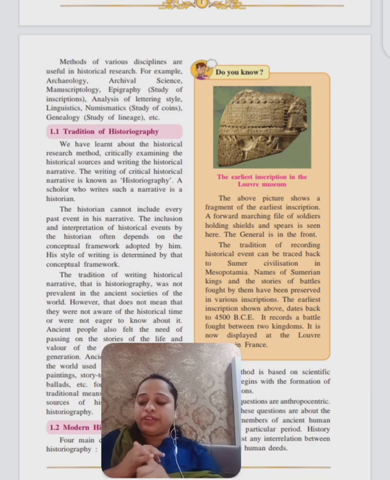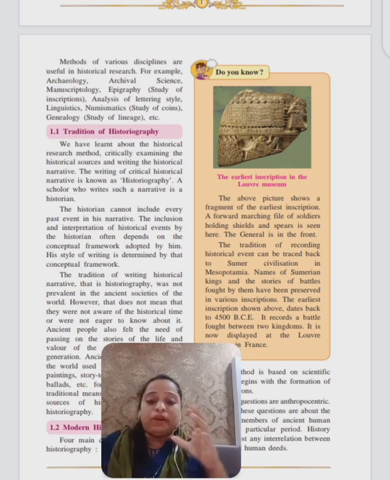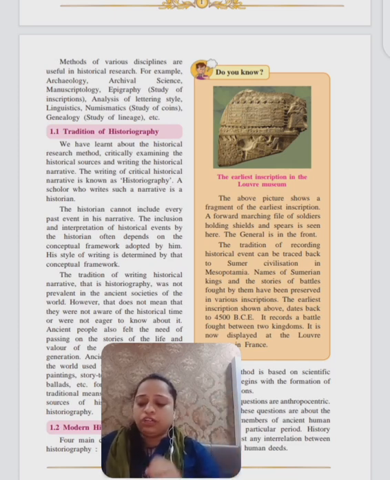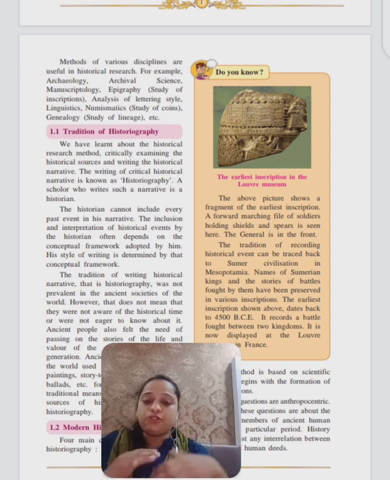The tradition of writing critical historical narrative, that is historiography, was not prevalent in the ancient societies. However, that does not mean that they were not aware of the historical time or were not eager to know about it. It is not that in the prehistoric period ancient people were not keen about it. We cannot say that they were not interested in historiography. Yes, ancient people also felt the need of passing the stories of the life and the valor of the ancestors to the next generation.